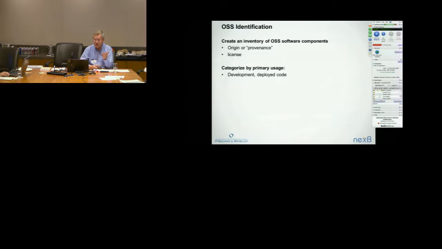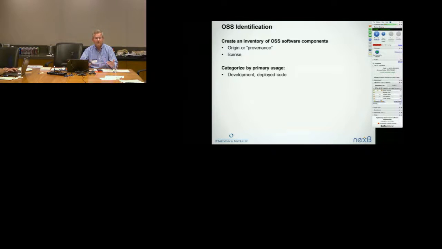Now, OSS identification, again, for creating this inventory, we talked about origin or provenance. That's the primary use case, primary thrust, determining where a piece of software comes from. You could ask, why would you want to know that? Shouldn't it be known up front ahead of time? Well, as Heather was saying, it's very easy to provision software on the web. In a few clicks, you can download and use it.